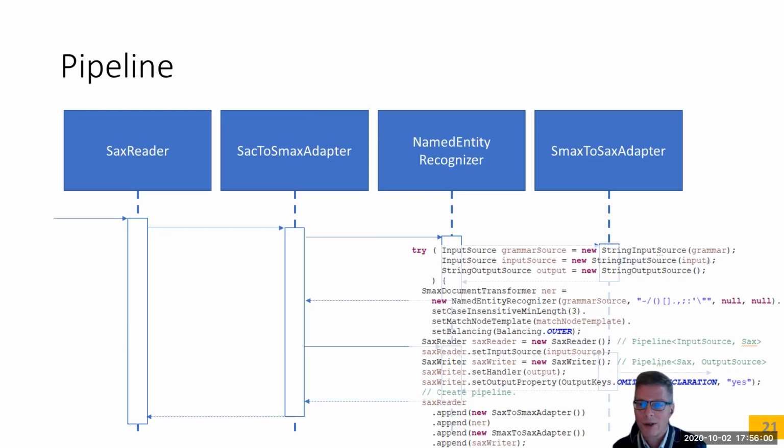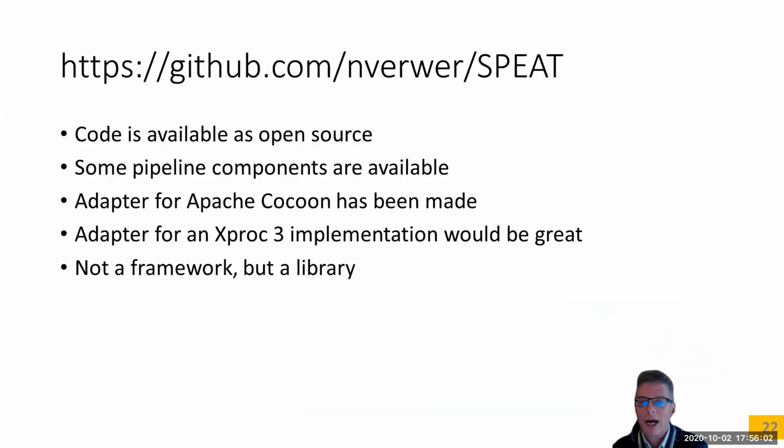So what are these unit tests? Well, I've made SPEAT and SMAX open source this week. You can see the GitHub URL up there. Most of the code is available as open source. Some pipeline components are available, but not all that we've developed for the link extractor, because some of the code is proprietary for the Expert Center for Governmental Publications. Maybe at one point they'll decide that that can be open sourced.